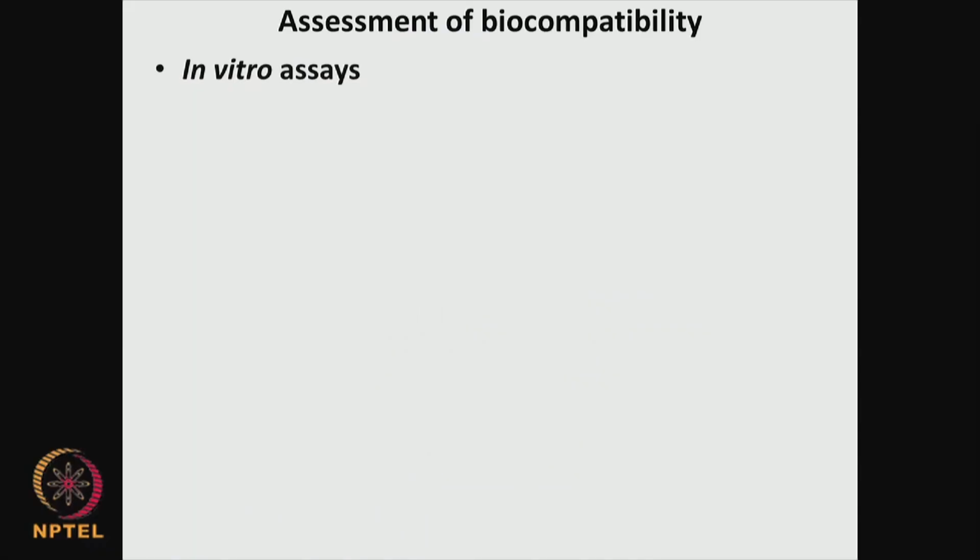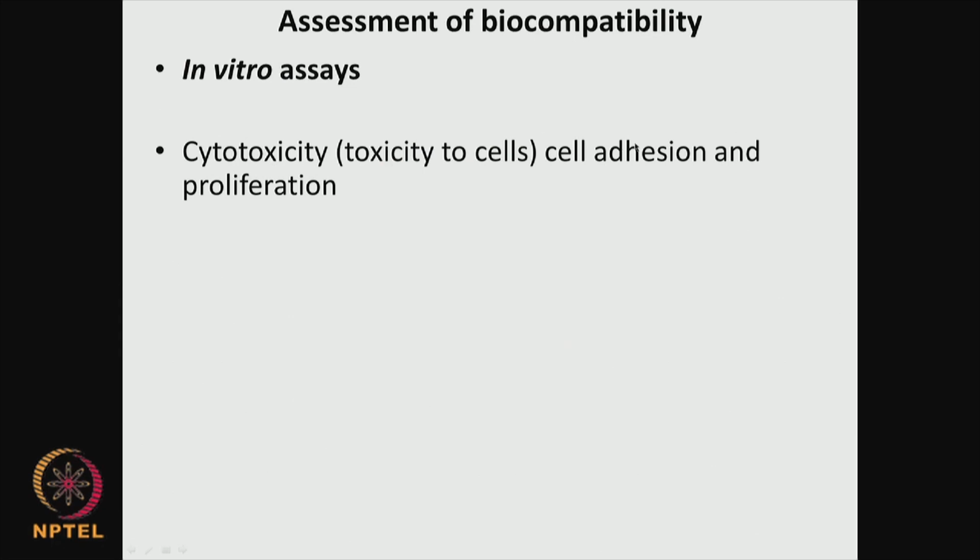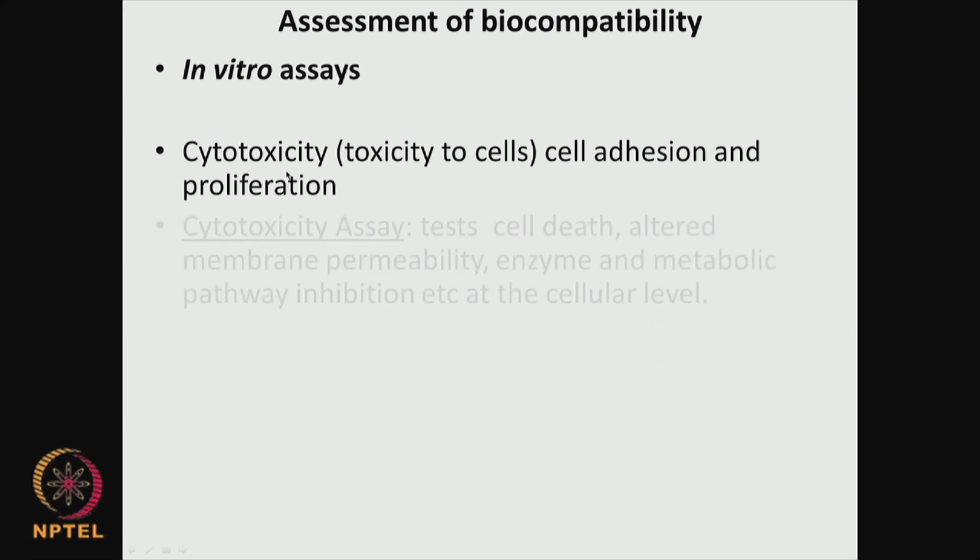Many assays are there for assessing biocompatibility. I have been talking about it in previous classes also, so we will summarize them. There are in vitro assays, that means we can do it in the lab. There are in vivo assays where you do it in animals. In vitro assays, I mentioned a long time back: cytotoxicity, toxicity to cells, cell adhesion, that means are the cells adhering properly, and are they proliferating properly. Is there a problem in adhering? Is there a reduction in the proliferation? That means cells are dying, cells are not growing. That is called cytotoxicity.